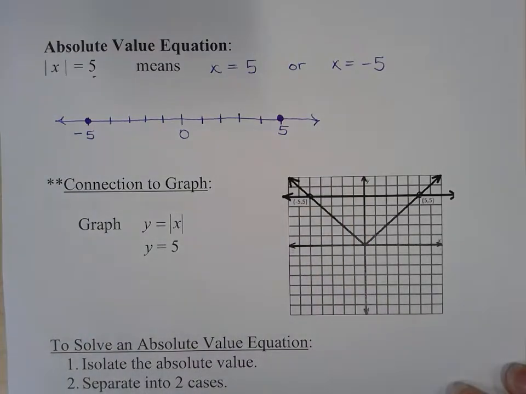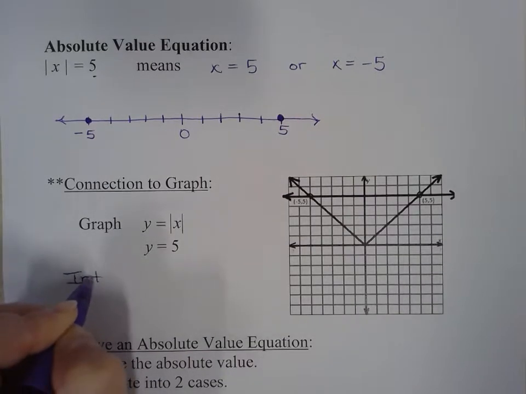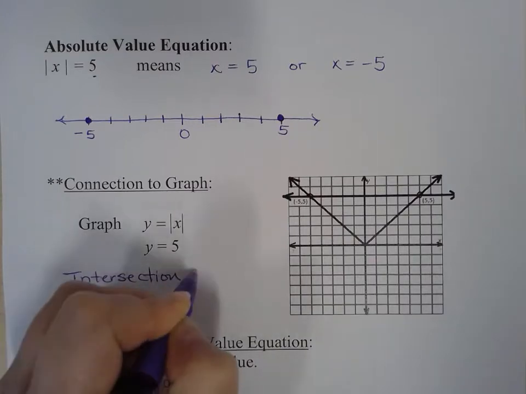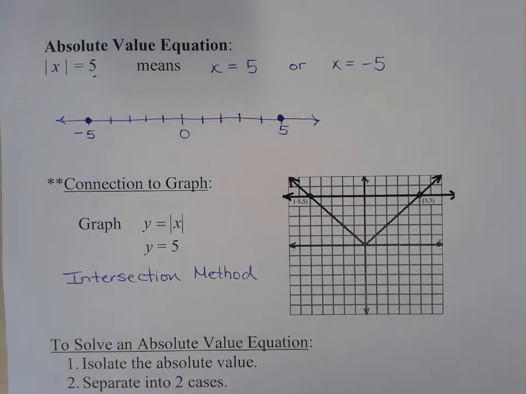The way this connects to the graph, and one of the graphing methods that you could use to solve, I'm normally going to be looking for your algebraic methods, but there are a couple graphing methods that are discussed in your book, and this is one of them. This is called the intersection method, where you graph each side of the equation as a separate graph, and you look for the places where those two graphs intersect.